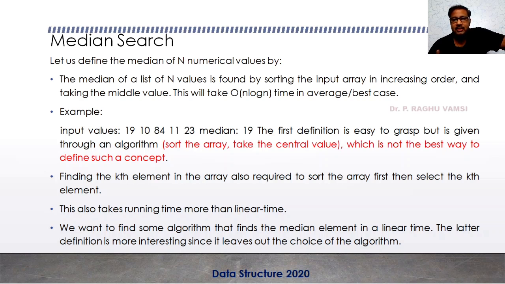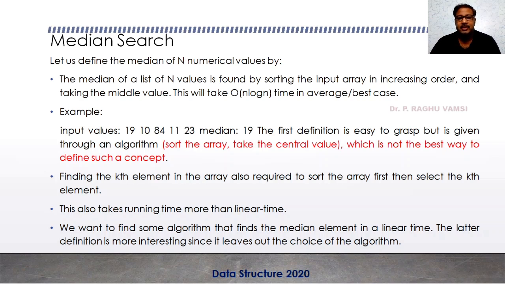The first definition is easy to grasp, but it is given through an algorithm: sort the array and take the central value. This is not the best way to define such a concept because we are supposed to perform entire sorting. It's just like binary search and jump search, where we perform the sorting first, then apply binary search or jump search on the sorted list. But here, without doing that, how can we identify the first largest element, first smallest element, second smallest element, third smallest element, and so on?